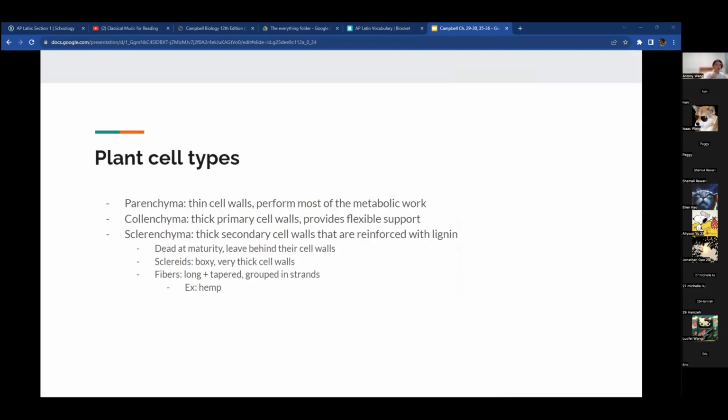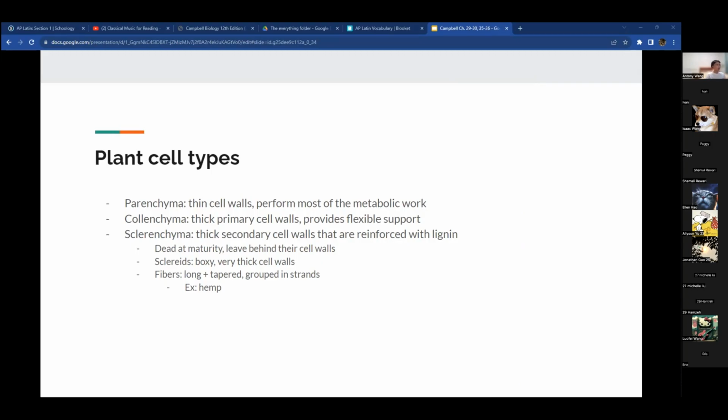So we went from organs to tissues, and now we're going to cell types, individual cells. The first cell type are parenchyma cells. These cells have thin cell walls, and they do most of the metabolic work. They perform the reactions, they carry out photosynthesis.